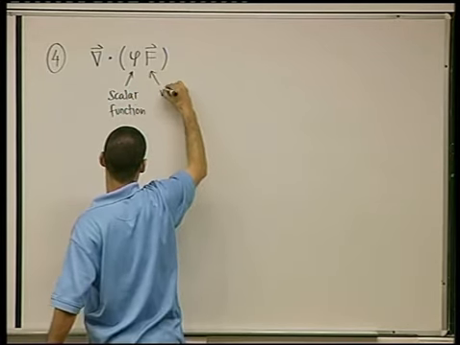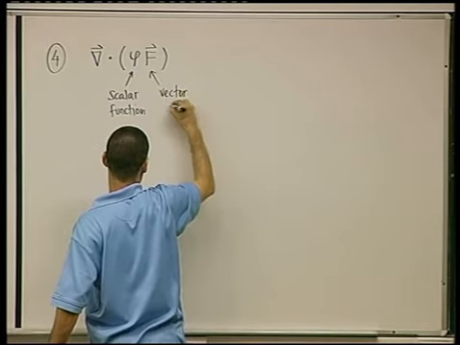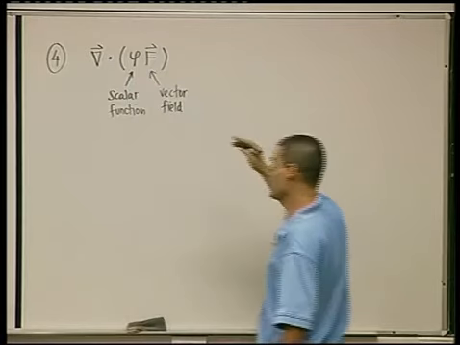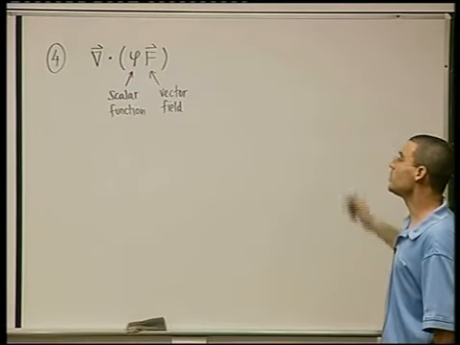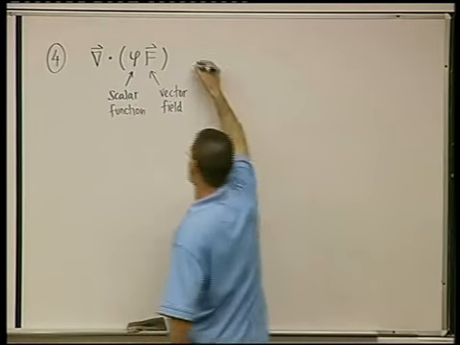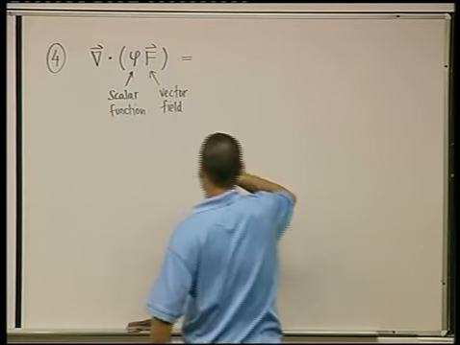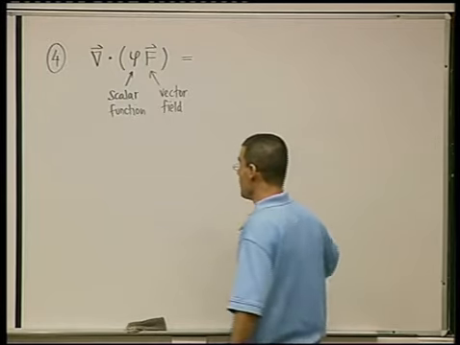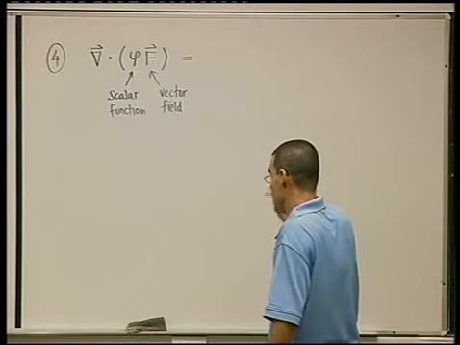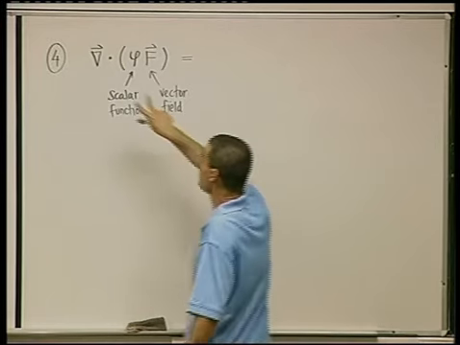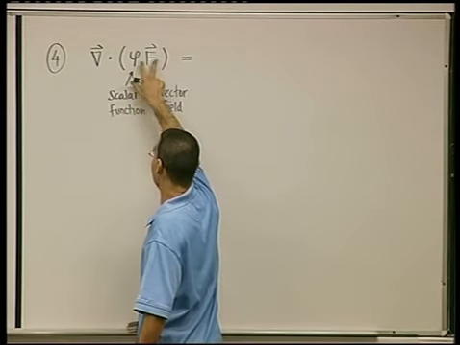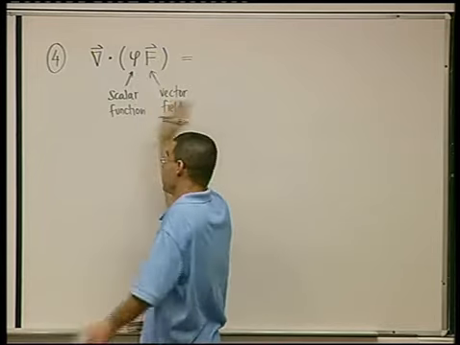And this is obviously a vector field. And this is just the product of a scalar times a vector. So what's the divergence of the product? The divergence of the product is kind of like the product rule for derivatives, but we just have to set it in a way that it makes sense. So it's going to be the derivative of the first times the second. That has to make sense.